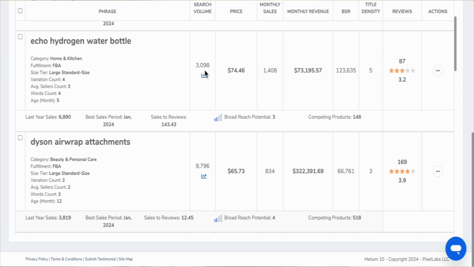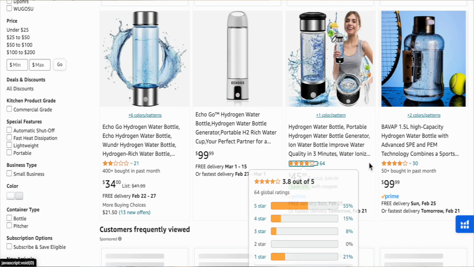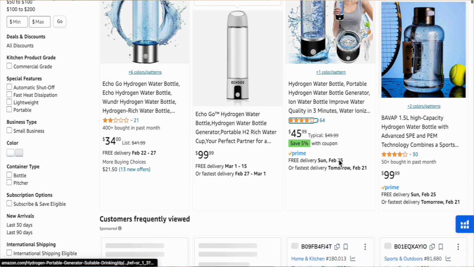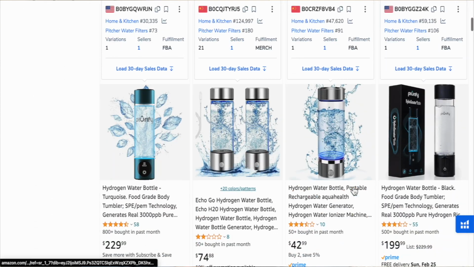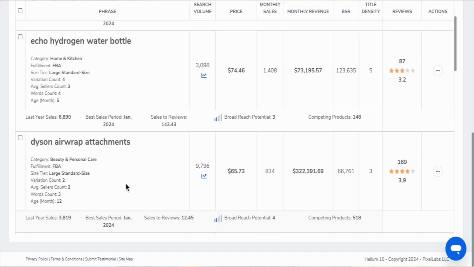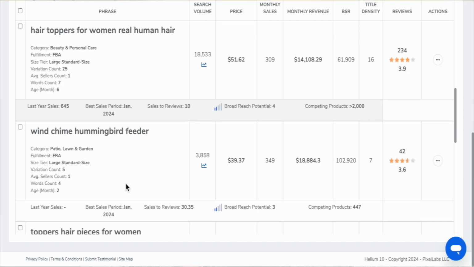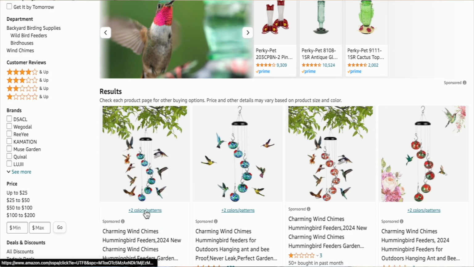Keep going. Look, this one is making $73,000 a month. Look at that. This one doesn't have a lot of reviews. They're selling it at 45. So this kind of looks the same-ish. And that's all I pretty much do. Just go in and look at all the ones that catch my eye. Wind chime hummingbird feeder. And their monthly revenue is 18. So I would go in and look at all that.